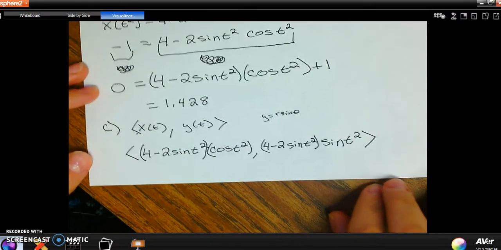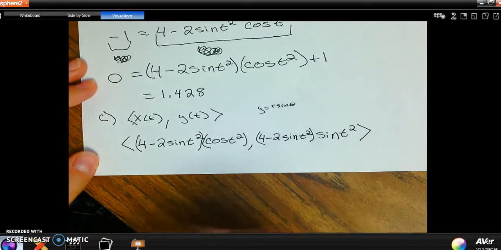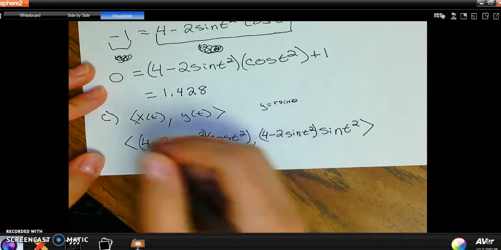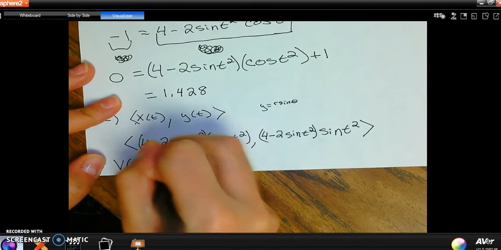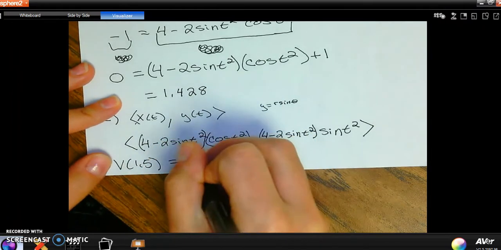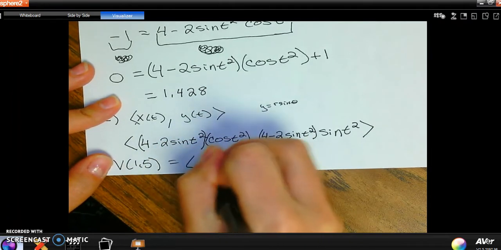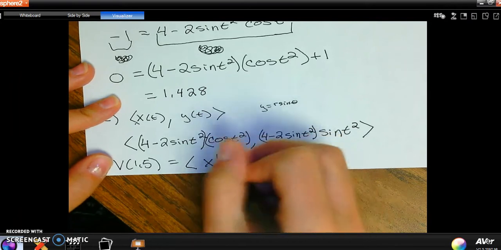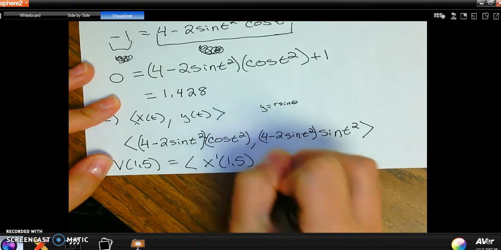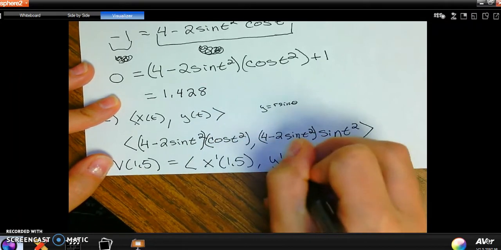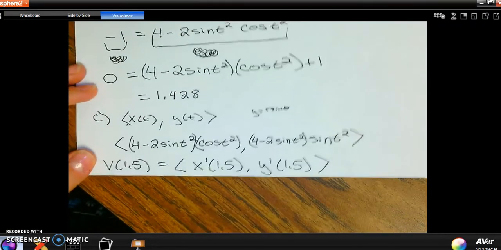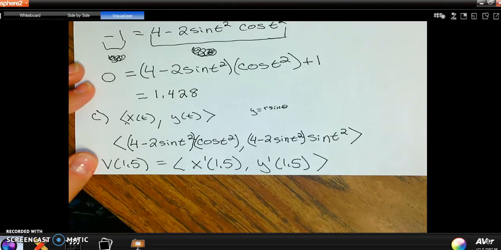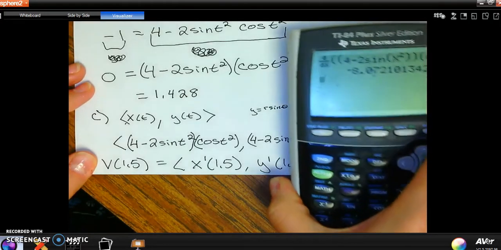Now we want to take the derivative of position, because we know that velocity is the derivative of the position. So once you have this position, basically you want to plug in. So the velocity at 1.5 is going to be the derivative evaluated at 1.5 of the x, and then the derivative evaluated at 1.5 of the y. And you can use Math 8 as the feature on your calculator.